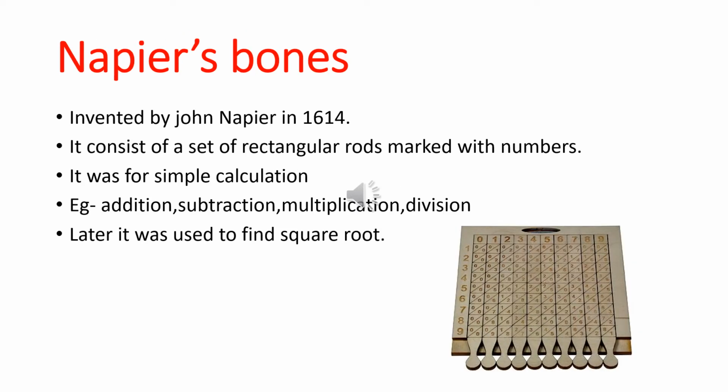The second type of mechanical calculating device was Napier's bones. In 1614, John Napier invented a calculating device called Napier's bones. This device is a set of rectangular rods marked with numbers. It was meant for simple calculations such as addition, subtraction, multiplication and division of numbers. Later, it was improved to find the square root of numbers.